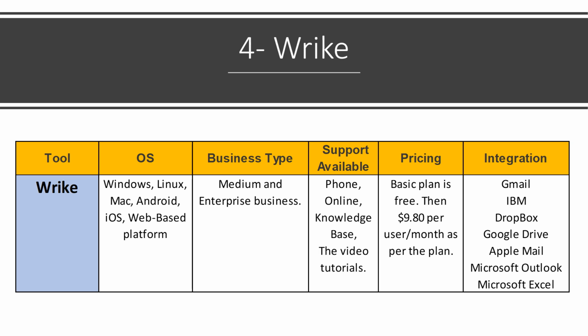The basic plan is free, with a simple shared task list for a small team of around 5 users. It comes with 2 GB of storage space. Basic integration with Google Drive and Dropbox is easily available with Wrike.